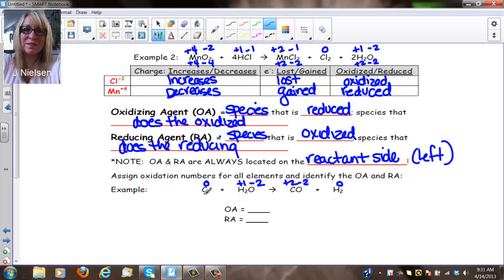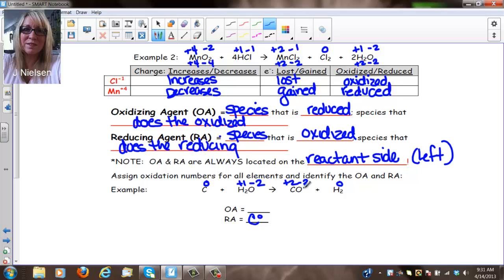So carbon is going from 0 to +2. It's becoming more positive, so it's losing electrons and it's being oxidized. So the species that is oxidized is called the reducing agent. So this would be C. So you just basically have to remember that the species that's oxidized is the reducing agent, and the species that is reduced is the oxidizing agent.